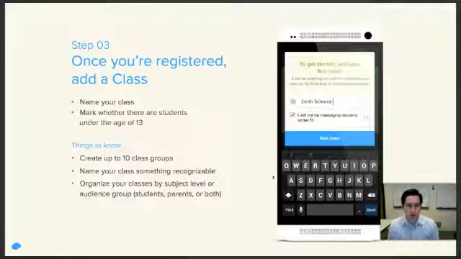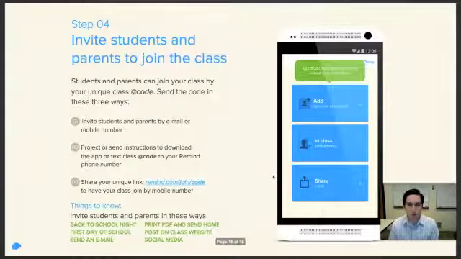Once you're there, you create a class, you name the class, and you can create up to 10 different class groups. And so you just name it something that you recognize, and you go from there. You'll get a code that you can use to send out through email or through a text number, or you can display it the first day of class on the projection screen, and they'll be able to add themselves to the class by joining the link.